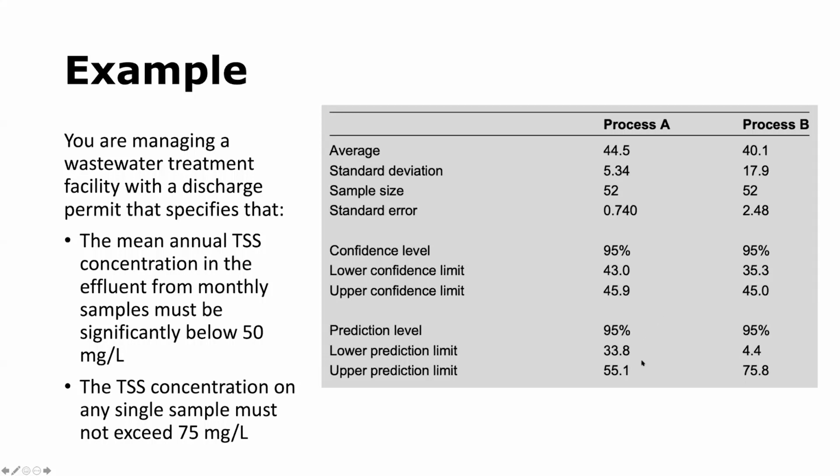And you were correct if that was your line of thought, right? So process B has the upper prediction limit of 75.8, which is exceeding that second threshold of any single sample not exceeding 75. On the other hand, process A, the upper prediction limit is still quite a bit lower than 75, so you can have a much better assumption that process A will comply not only with the first threshold, but also with the second threshold.